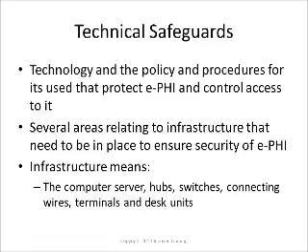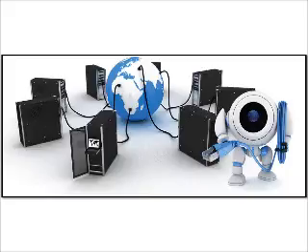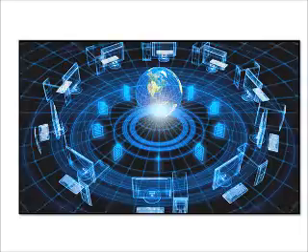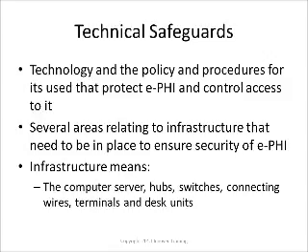So let's talk about technological safeguards. This is the technology and the policies and procedures for its use that protect electronic protected health information and control its access. There are several areas relating to infrastructure that need to be in place in order to ensure the security of electronic protected health information. What is an infrastructure? Well, that is the computer server, the hubs, the switches, the connecting wires, the terminals, and the desk units that contain or that are used in storing electronic protected health information.